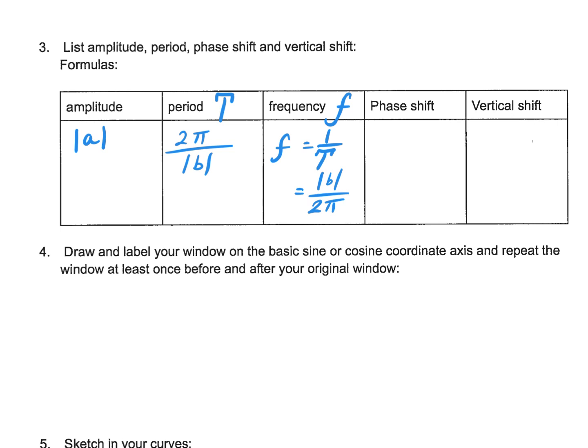This is real world stuff we're talking about. Sound, light, those sorts of things. Now, phase shift. Phase shift has something to do with C. Phase shift is how much off of where it normally starts that it would be. That's left and right, okay? So your phase shift is going to be your left-right shift. Phase shift is always C over B. Okay? C over B.